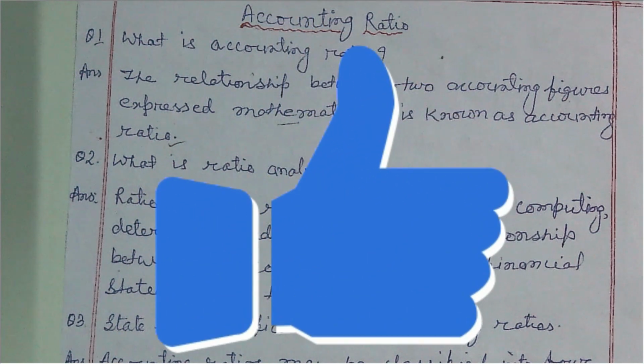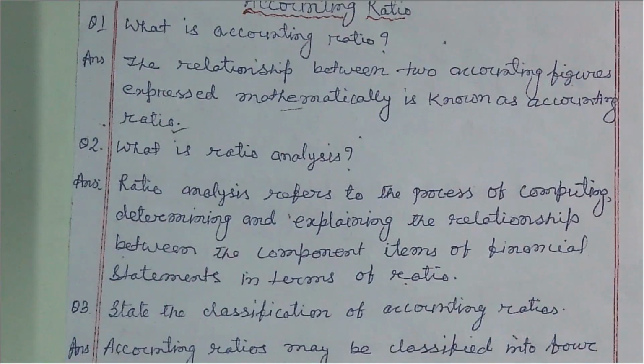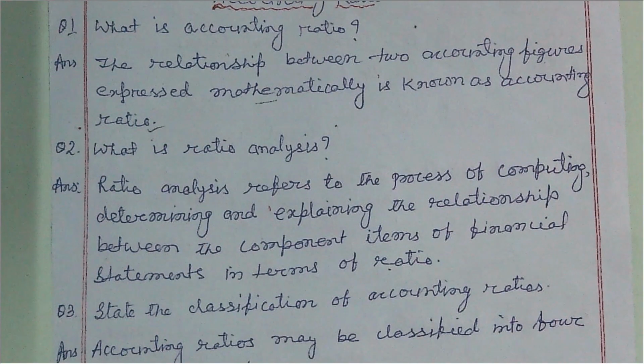Then you can write these answers, that is, if ratios are computed on the basis of accounting information, so these are called accounting ratios. Then the next question that you have to understand is, what is ratio analysis from the accounting point of view.